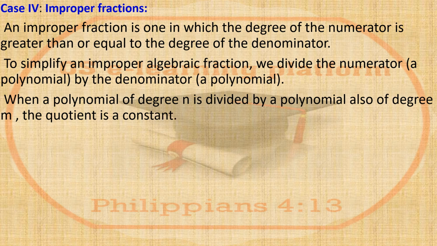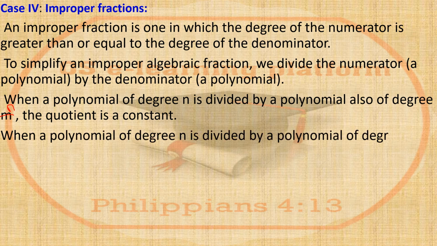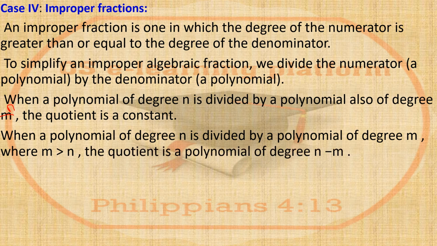So when a polynomial of degree n is divided by a polynomial also of degree n, the quotient is a constant. Like when you have a polynomial of x squared on top and also x squared below, when you divide them, you get a constant value. When a polynomial of degree n is divided by a polynomial of degree m, where m is greater than n, then the quotient is a polynomial.